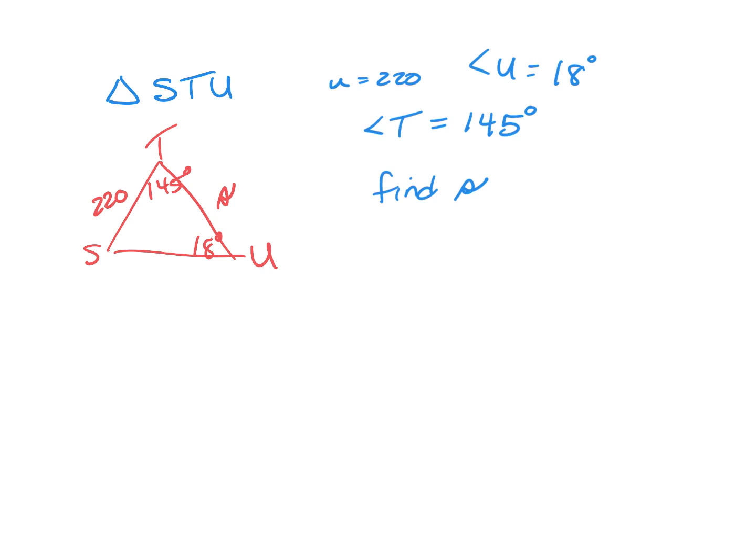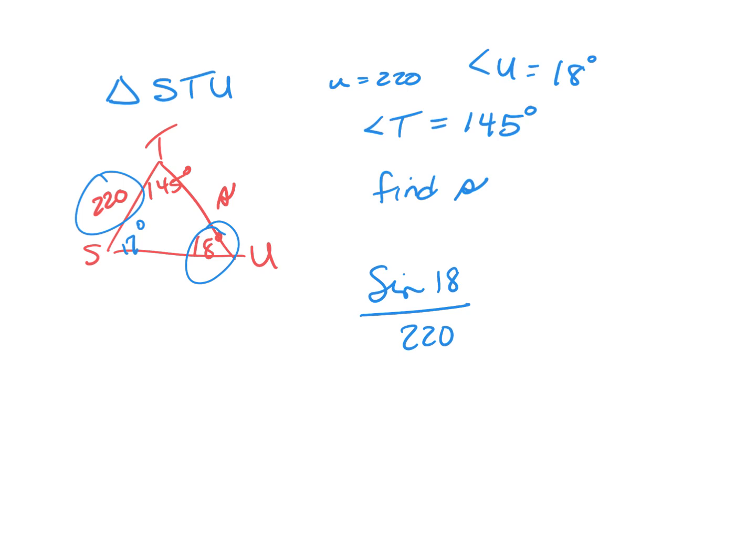What letter do I have both of the numbers for? I see a full fraction. I see that I have little u and big U. I'm going to need that fraction. So we'll have sine of the angle over 220, okay? But with S, they want me to find little s. I don't know big S. Can I figure out what big S is? When we subtract 145 and 18 from 180, we get 17 degrees.